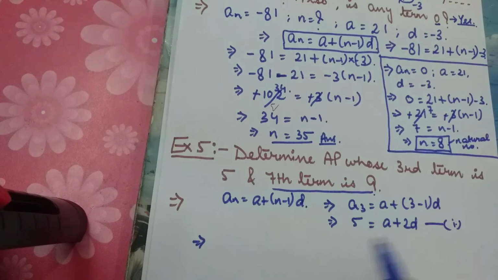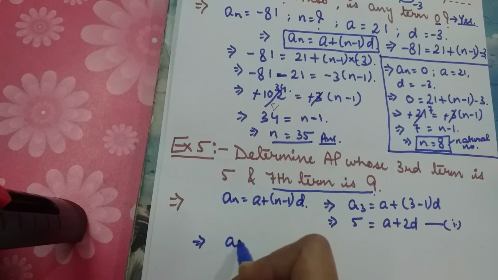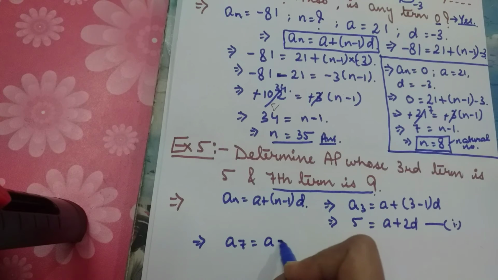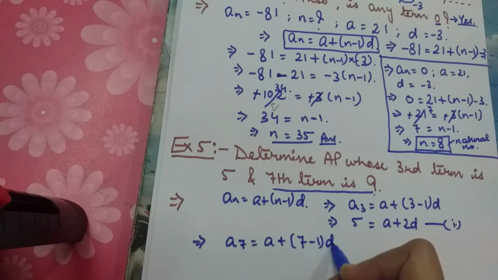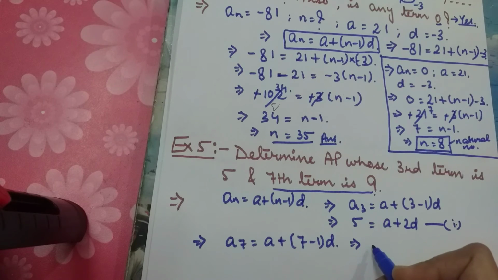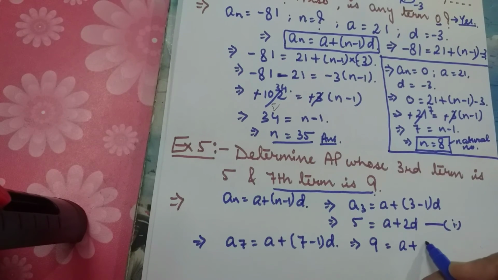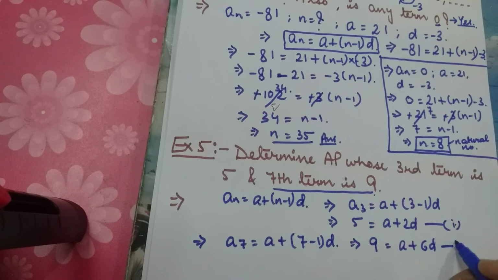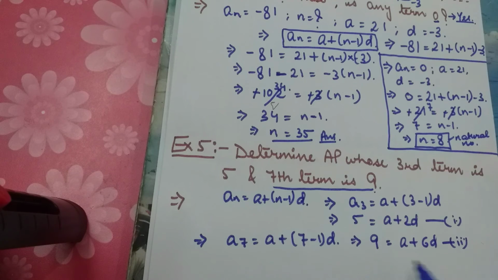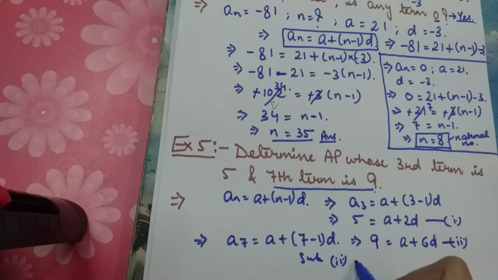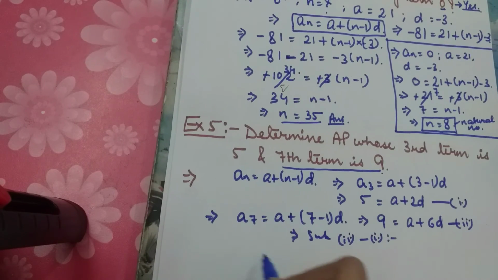Seventh term is 9. So a7 is a plus n minus 1, value of n is 7 minus 1, into d which is unknown. Seventh term is 9, so a plus 7 minus 1 is 6d equals 9. See, two linear equations you are having, just subtract equation 2 minus 1. I am subtracting equation 2 minus 1.